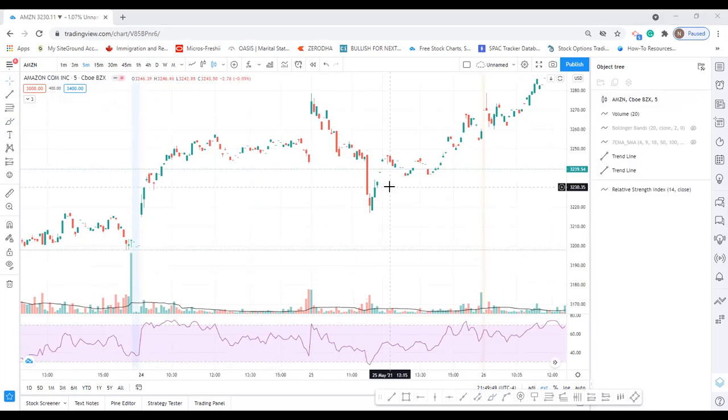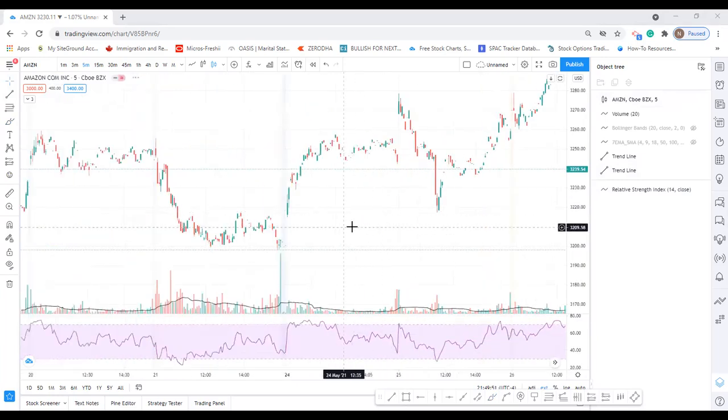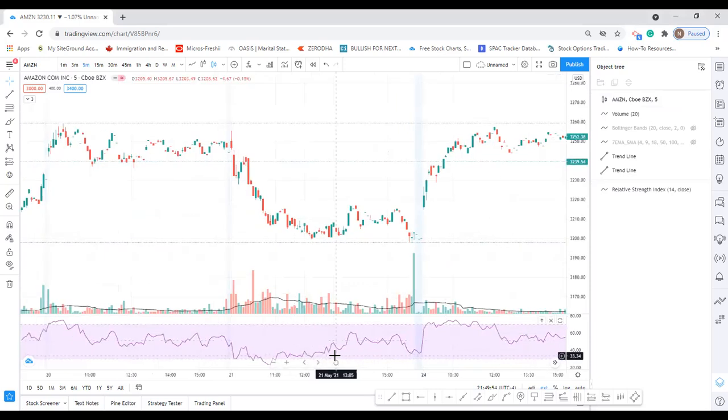Even I get confused a lot of the time. You don't need to focus on the RSI. You can check it just to see whether there is any discrepancy between the price and the momentum. That's the only time you check the RSI. Otherwise, you don't even need to look at the RSI.